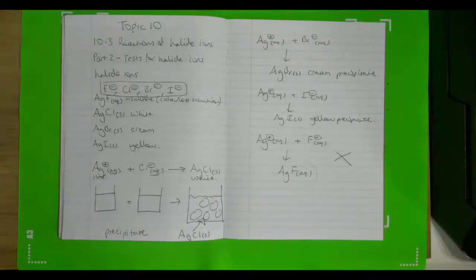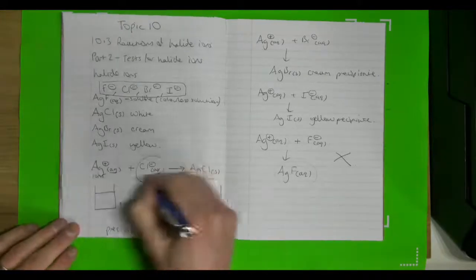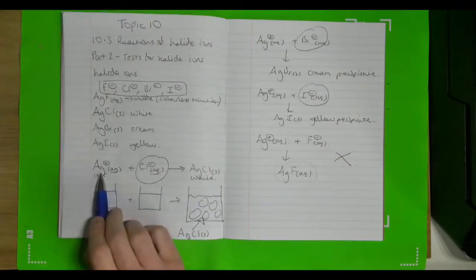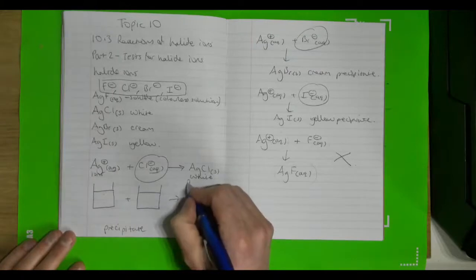You can only use this as a test for chloride, bromide, and iodide ions. So if you add silver ions to chloride ions, you get a white precipitate.